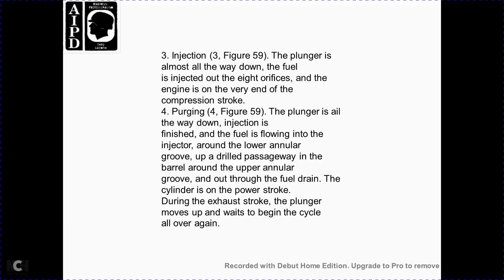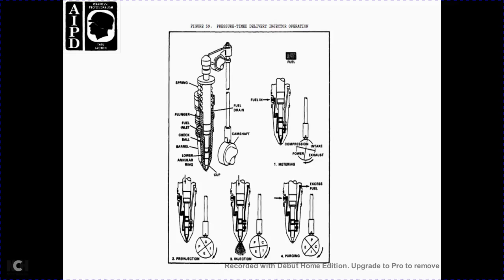Figure 59: the plunger is all the way down with the injection finished, with the fuel flowing into the injector around the lower annular groove of the upper drill passageway of the barrel, around the upper annular groove and out of the fuel drain as the cylinder goes into the power stroke during the exhaust stroke. The plunger then moves up and waits for the beginning of the cylinder cycle all over again.